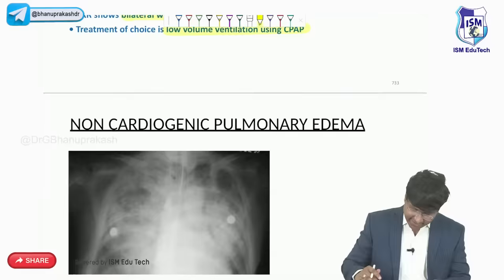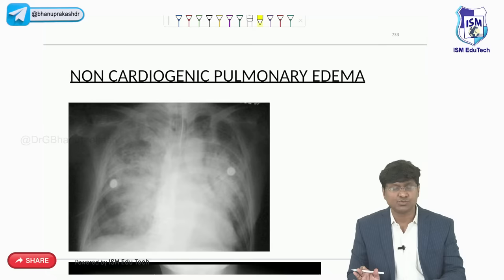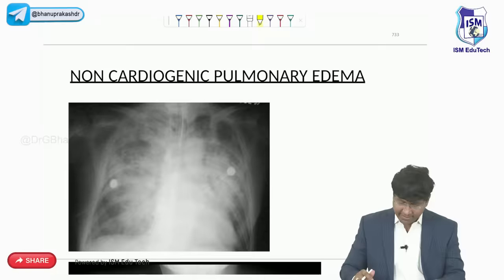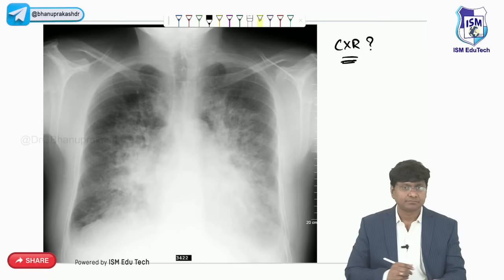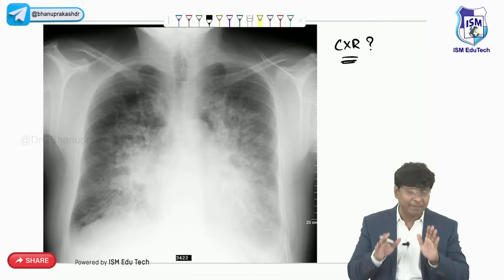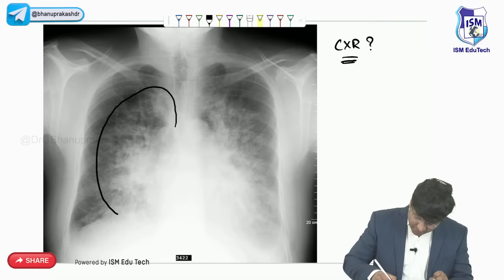Right. And this is the chest X-ray that you will have in case of non-cardiogenic pulmonary edema, where you have bilateral white-out opacities. Can anyone tell me in which condition you will have this particular chest X-ray finding? You see that opacity, how is it? It is characteristic, a characteristic bat wing appearance.